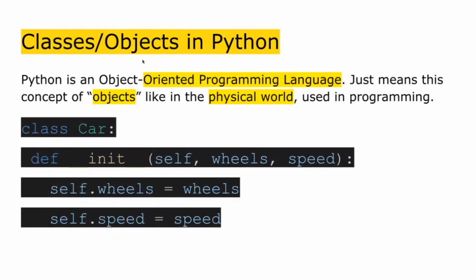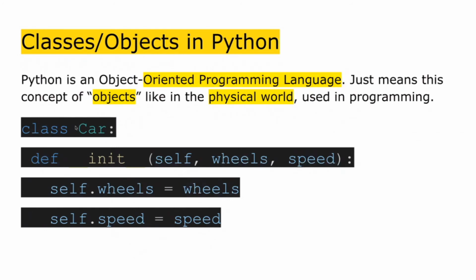Classes and objects in Python. So Python is an object-oriented programming language. You probably heard that cool term thrown around a lot. Object-oriented programming basically just means the concept of objects, like in the physical world, used in programming. Okay, so how do you initialize a class or object?